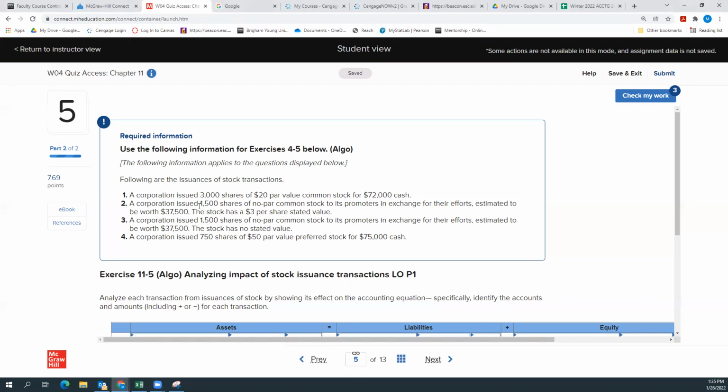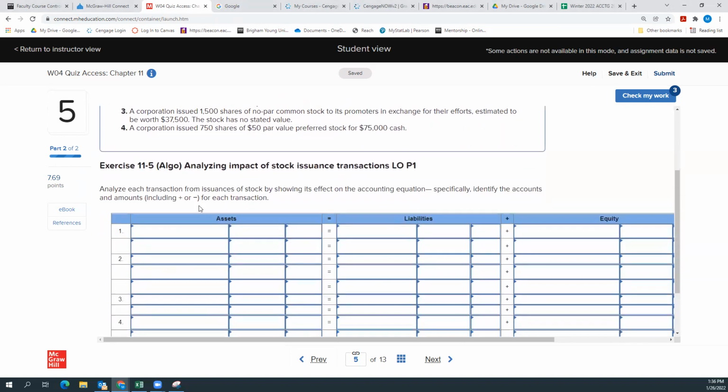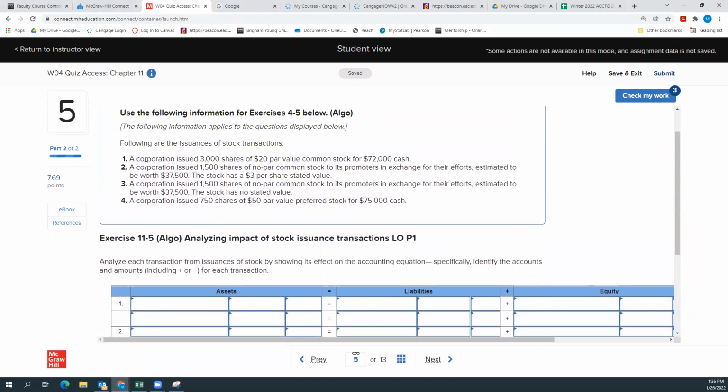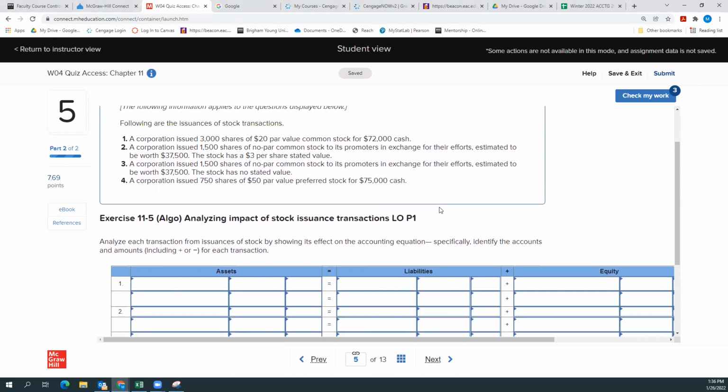So the following are the issuances of stock transactions, and then it asks us to analyze each transaction by showing its effect on the accounting equation. So let's just go through it. Here we have the corporation issued 3,000 shares, $20 par value common stock for $72,000 in cash.